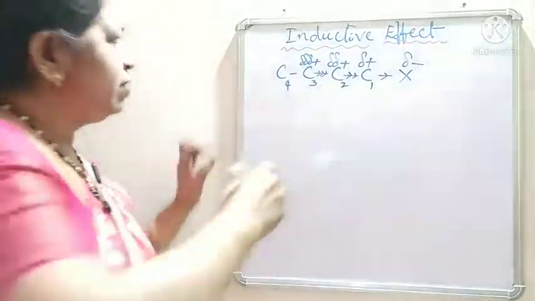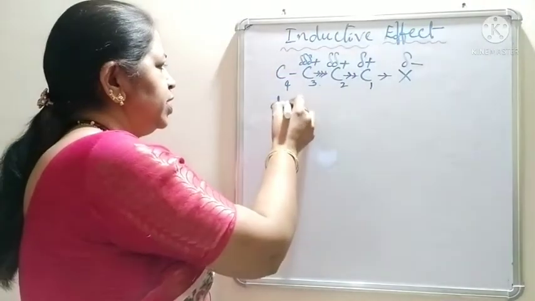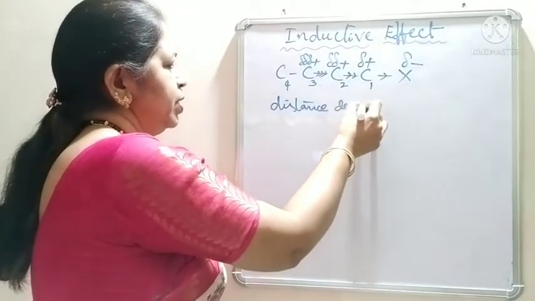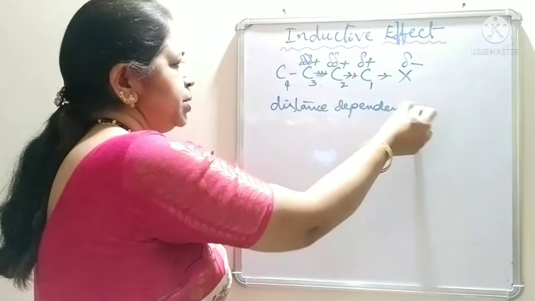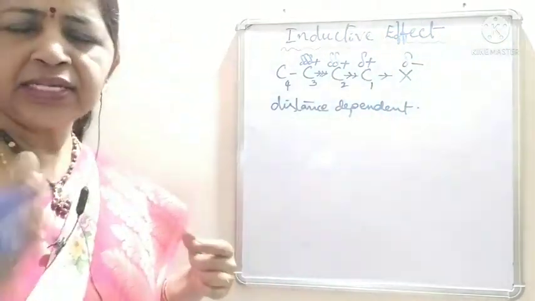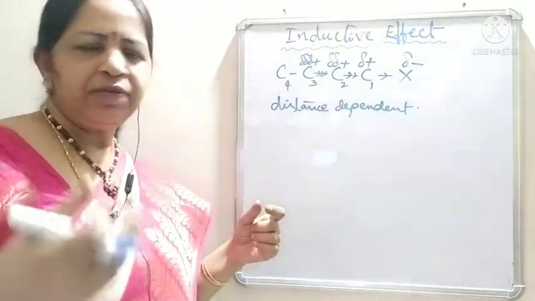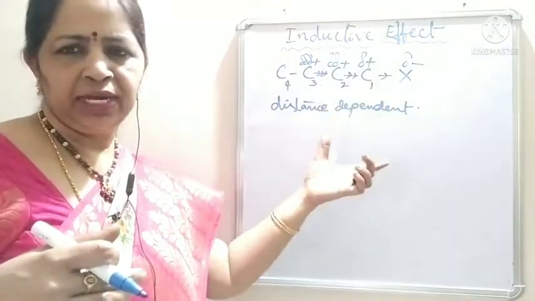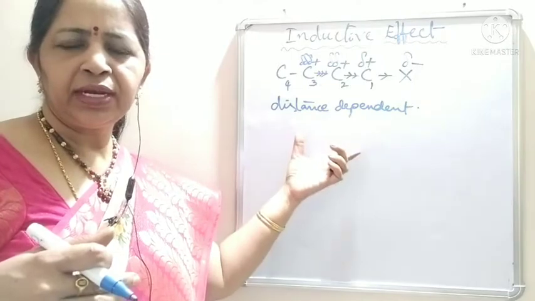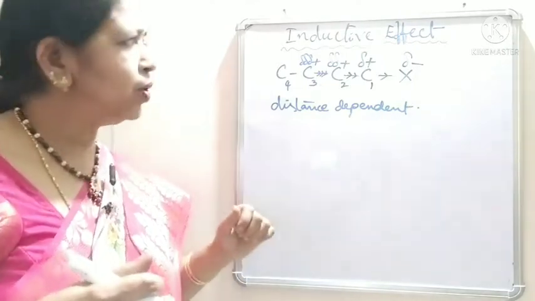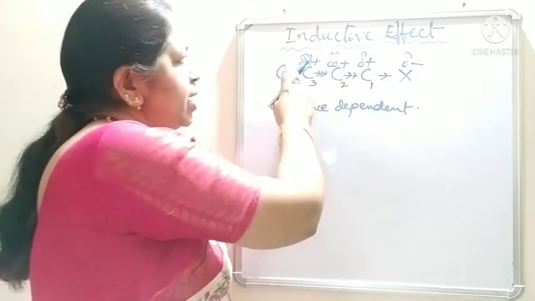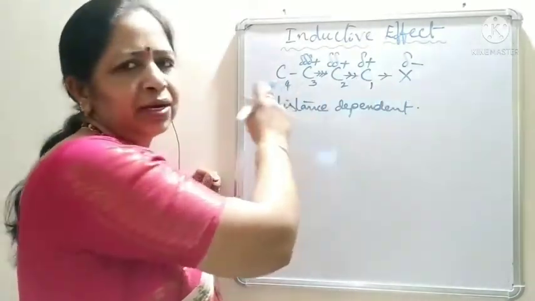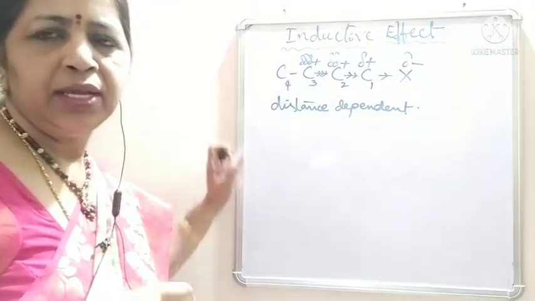So, inductive effect is distance dependent. With the increase of the distance between the carbon atom and the halogen, the inductive effect decreases. Okay? And this delta sign indicates the position from the more electronegative atom. Okay?